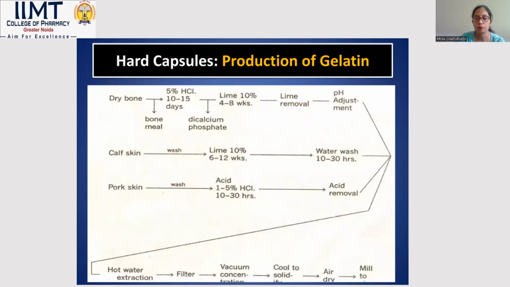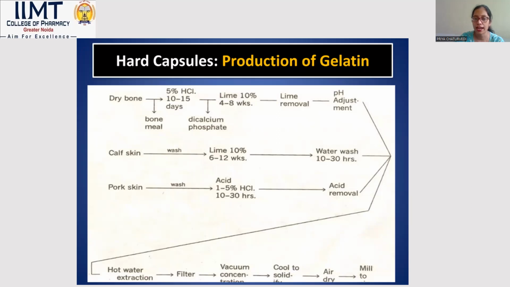Now, hard capsules. What is the production of gelatin? You can see in this flow diagram, from dry bone, the bone meal is taken and it is treated with 5% HCl for 10 to 15 days. Then dicalcium phosphate is obtained. Then it is treated with lime 10% for 4 to 8 weeks. Then lime is removed and pH is adjusted. And then hot water extraction is done, filtration is done, vacuum concentration is done, cooled, solidified, air dried, and milled to form gelatin.